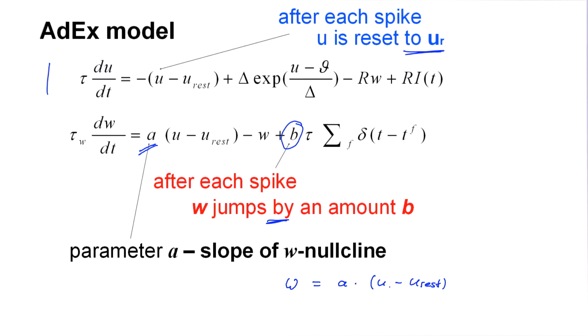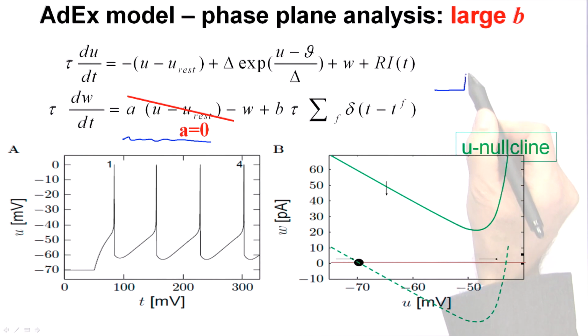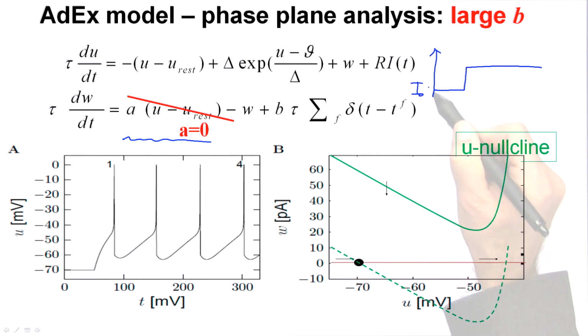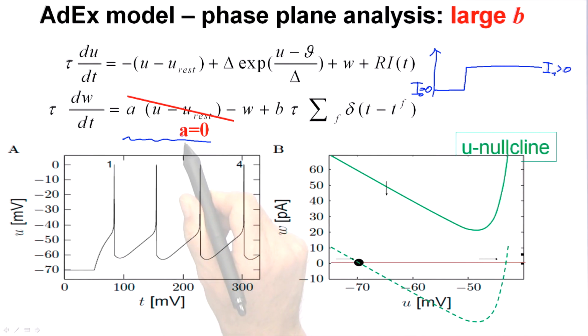So let's look at the null lines. And to do this, we start with a simple case. We set this parameter a, the coupling between the voltage and w, to 0. Recall that for adaptation, the standard input is a step current. So before the step, the input is 0, and after the step, it has some positive value. The w null line is a straight line with slope a equals 0, which means it's a horizontal line.